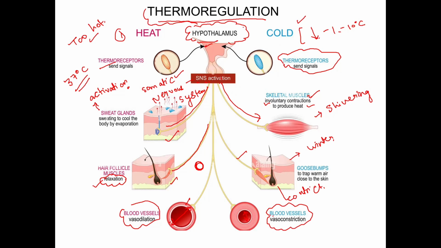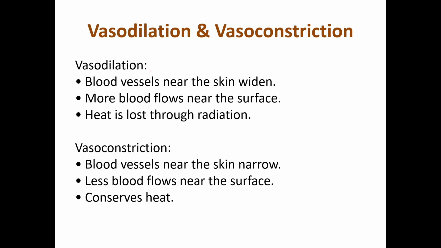Who maintains the body temperature? Of course, the hypothalamus. So let's study vasodilation. The blood vessel near the skin widens. More blood flow near the surface leads to more heat loss. More heat loss is helpful in the summer. Heat is lost through radiation.